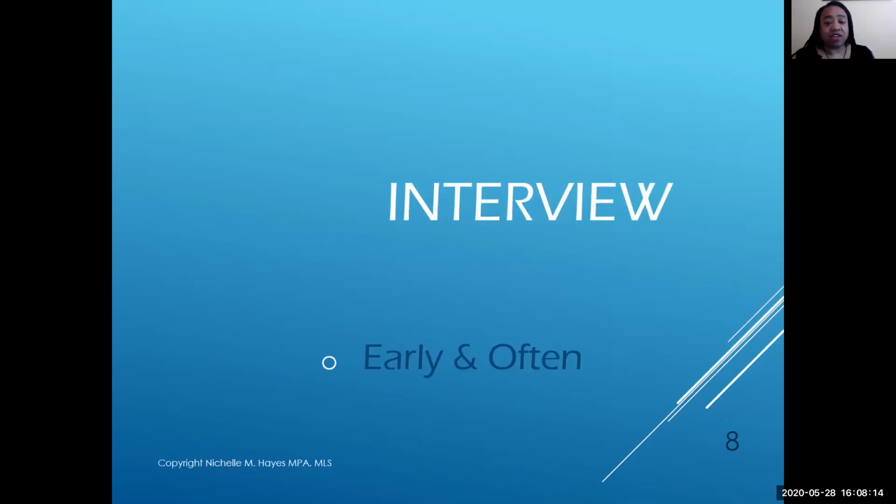Here we come to interviewing. Interviewing is very, very important. You want to interview early and often. Don't leave any stone unturned. Talk to anyone that's a part of the family. Let them talk about anything that they want to talk about. If they're giving you information that might be contrary to what you found, I would just take in that information and then try to verify those sources.